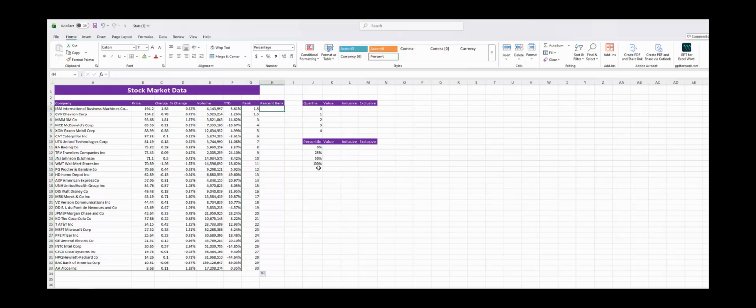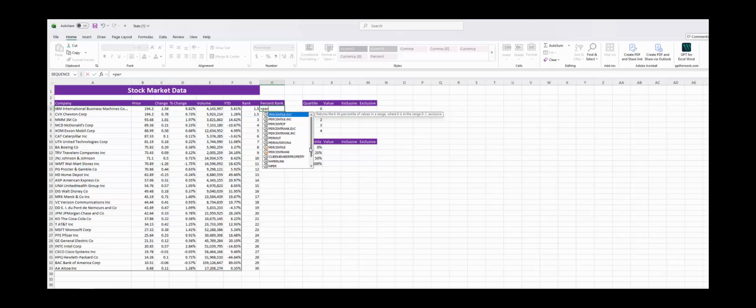So percent rank, what is percent rank going to do for you? Now, notice there's a couple flavors of percent rank as well. So there's the one that we don't want you to use. See that one? Don't use that one. That's the deprecated one. You'll see inclusive and exclusive. We're going to use inclusive. Don't worry about what it means yet. I'll explain it when we get over to quartile and percentile.